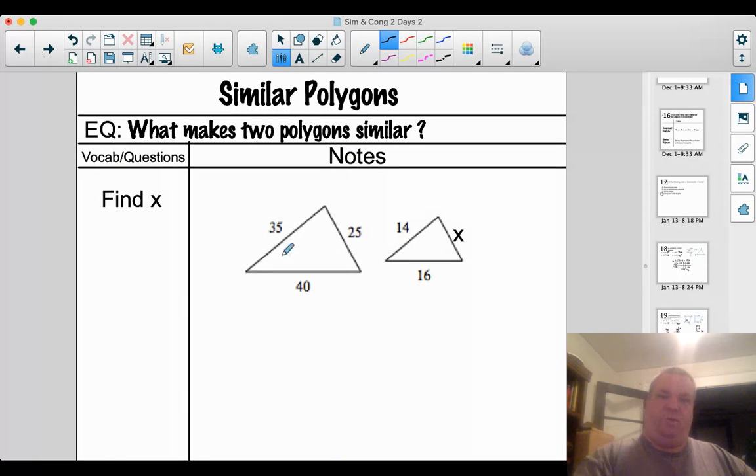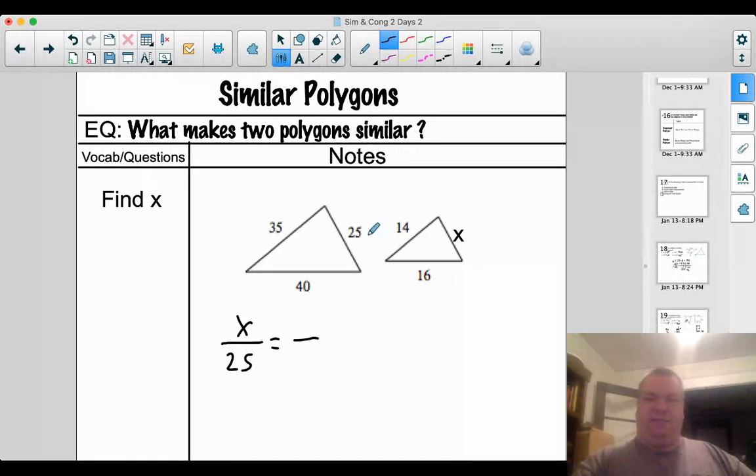So one thing we did also yesterday is using proportion to find missing sides. So this one I can kind of tell because they're facing the same way. This 14 is going to line up with the 35. This 16 is going to correspond to the 40. The 25 will correspond to this x. So if I'm going to write a proportion here, I'm going to start with what I'm trying to find, which is x, and then compare it to what it corresponds to, which is the 25. So my first ratio is x to 25.